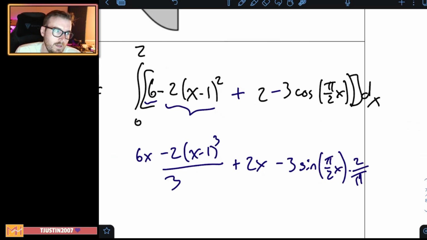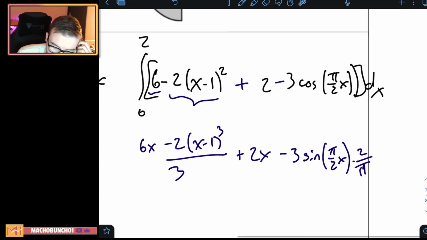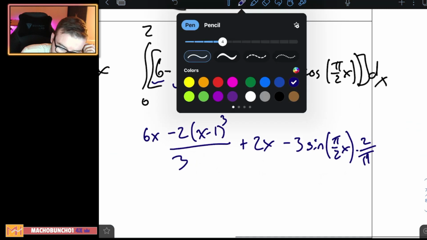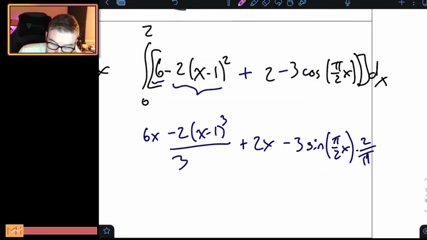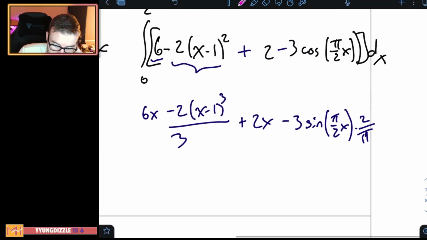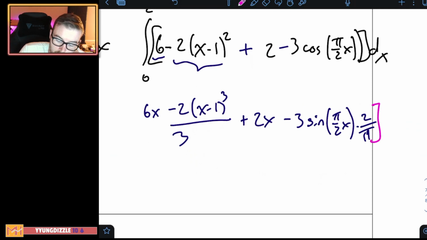It's a unique situation where the derivative of the inside is a constant. So the u substitution is more simple. All right, anyway, there's that. I do think that's worth dwelling on because some of us are still struggling on integrating. So at this point, you just need to plug in from 0 to 2.